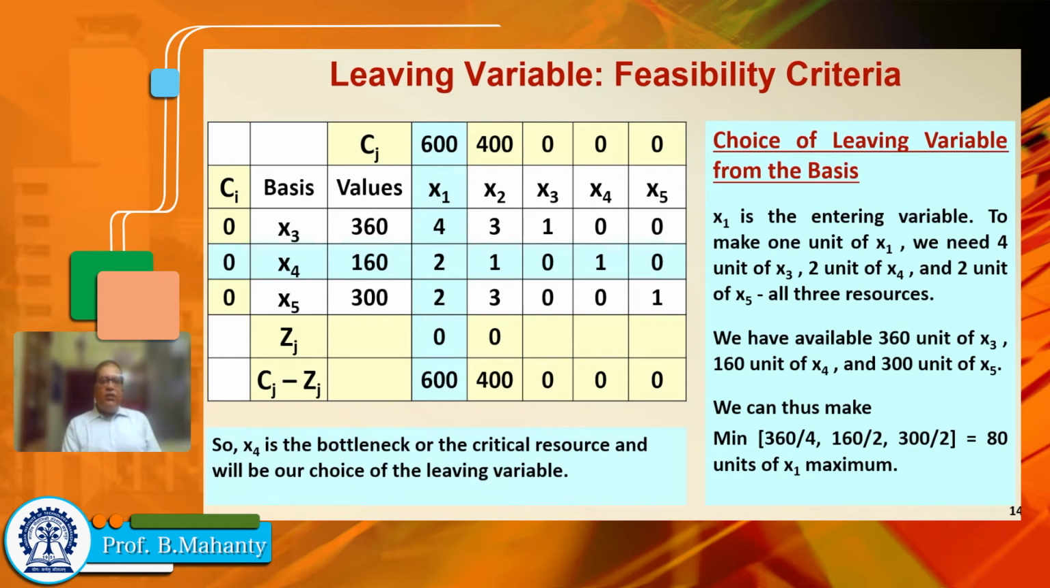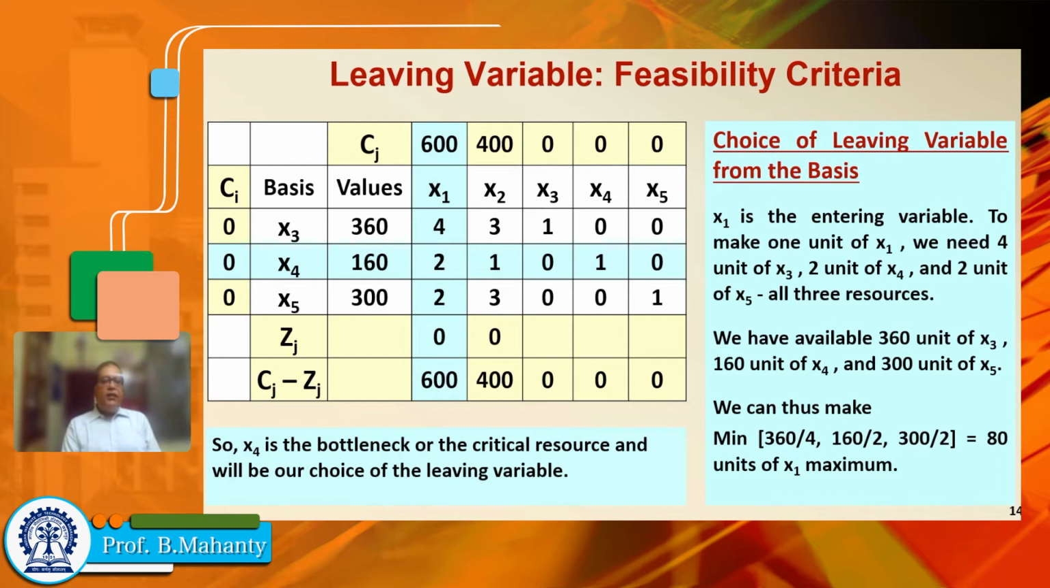So that is by division, but from a bottleneck resource point of view, you can see that only 80 units of x1 can be made, and therefore x4 is going to be our leaving variable. So what we have done so far, we have seen the optimality criteria. Using that, we have found out x1 is the entering variable, and we have also seen the feasibility criteria, and from that feasibility criteria we have found that x4 is going to be the leaving variable.